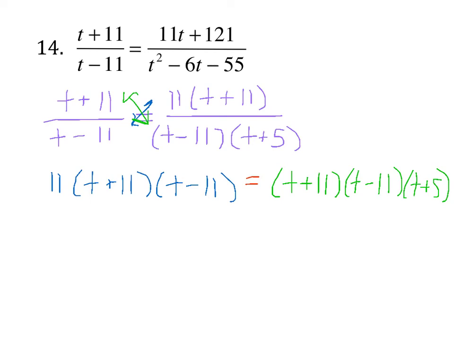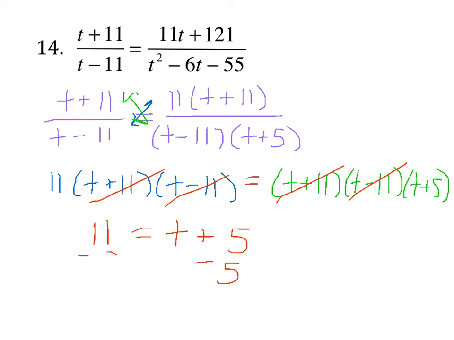Notice that we have a t plus 11 and a t minus 11 on both sides of the equation. If that happens, we can cross them out. So all we're left with is 11 equals t plus 5. And then to solve for t, all we need to do is subtract 5. So we have t equals 6.